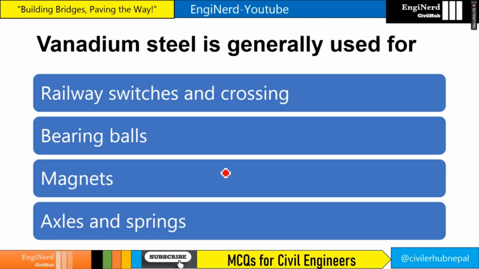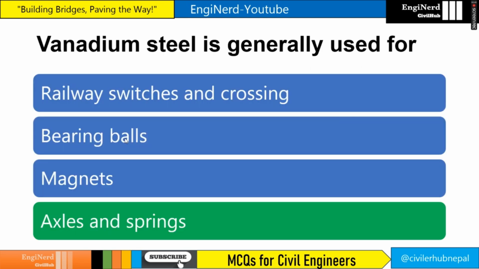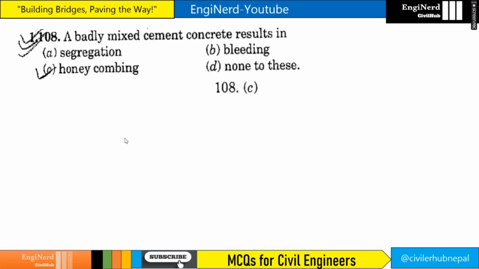Vanadium steel is generally used for axles and springs, right? Another thing you need to remember is that the yield strength and tensile strength of low carbon steel are improved by the addition of what? Vanadium. This is also asked in objective. A badly mixed cement concrete results in honeycombing. The answer is honeycombing.